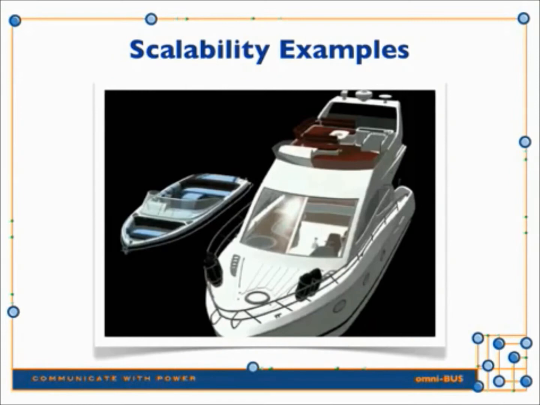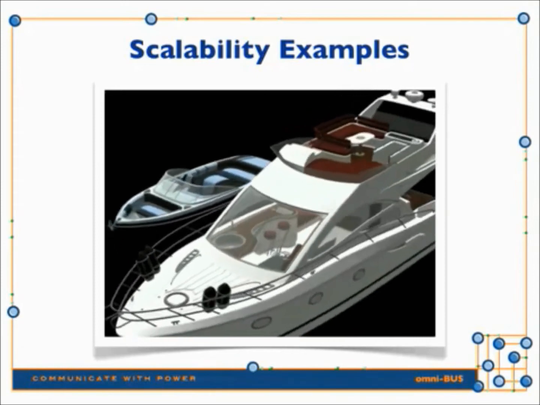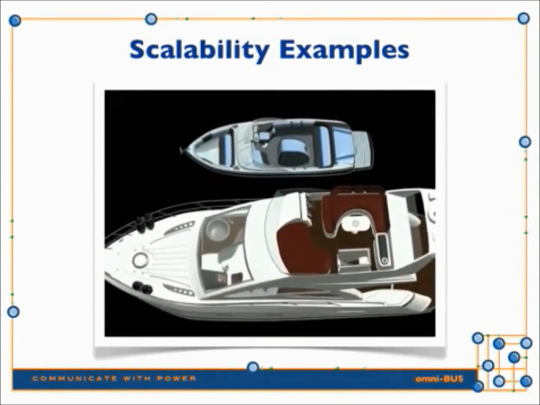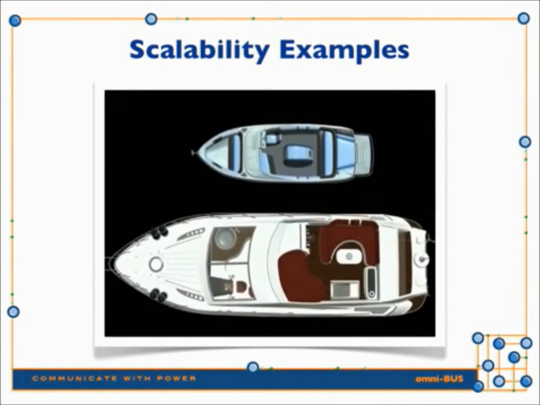Examples of how the OmniBUS system scales are highlighted in this presentation of 2 boats. A small runabout versus a cruiser will have different loads or devices located in different places in the vessel. From the top view, both boats may have common devices such as bilge pumps, blowers, horns, and navigation lights, but the larger boat will have more devices including cabin lights, fans, heaters, etc.